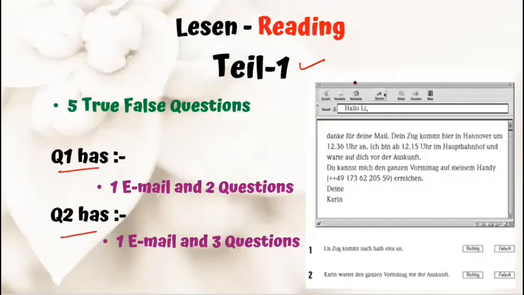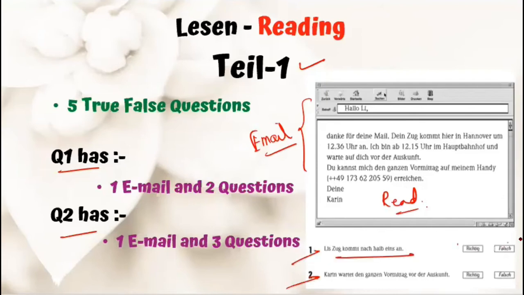The first question consists of one email. You have to read this complete email and answer the questions given here, that is, whether the statement is right or wrong. For example, let's see this first part. The statement says, "Lies Zug kommt nach halb eins an." So what does this statement mean?